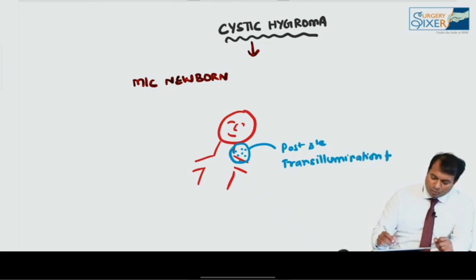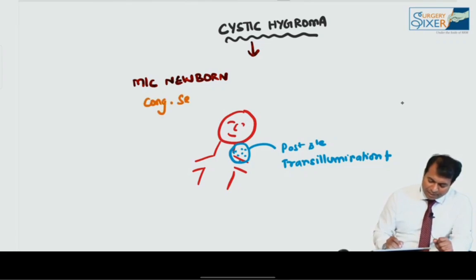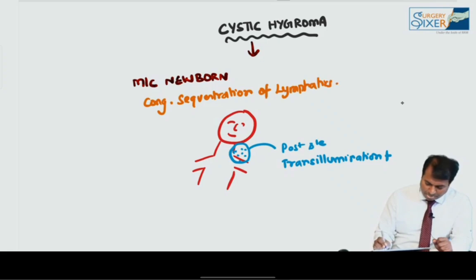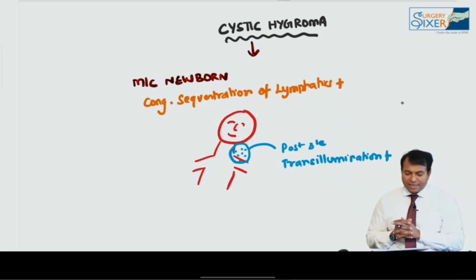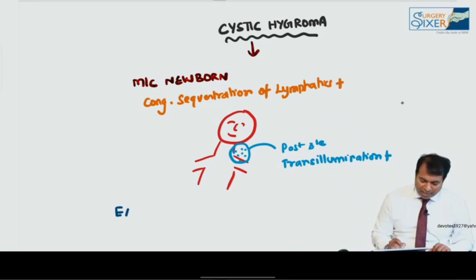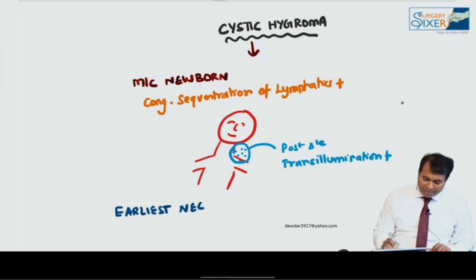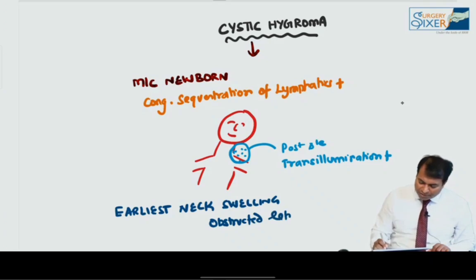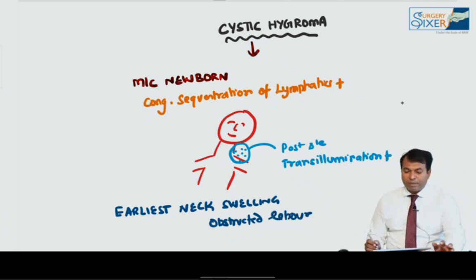What is the etiology for cystic hygroma? That is a congenital sequestration of lymphatics, and it presents in newborn period. In fact, it is the earliest swelling one can note in human beings. Earliest neck swelling seen in human being is this swelling, because this can even present as obstructed labor. So please remember, this is very important, cystic hygroma.